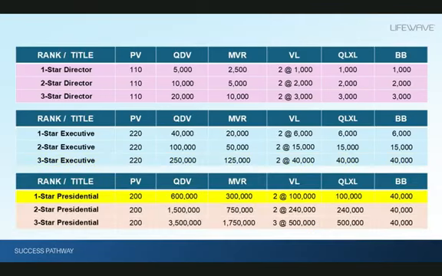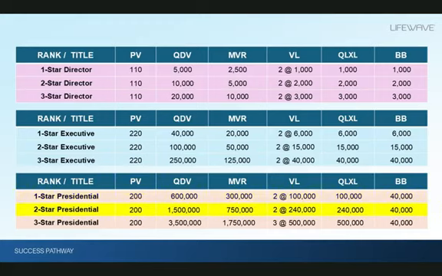To break through into the exclusive ranks of presidential, you will need to achieve the rank of a one-star presidential with the following requirements: 200 PV, 600,000 QDV, with MVR of 300,000, two volume legs at minimum of 100,000 TDV. As for the outside largest leg requirement, you will need another 100,000 with binary balance of only 40,000, which is the cap for all ranks in the presidential group.